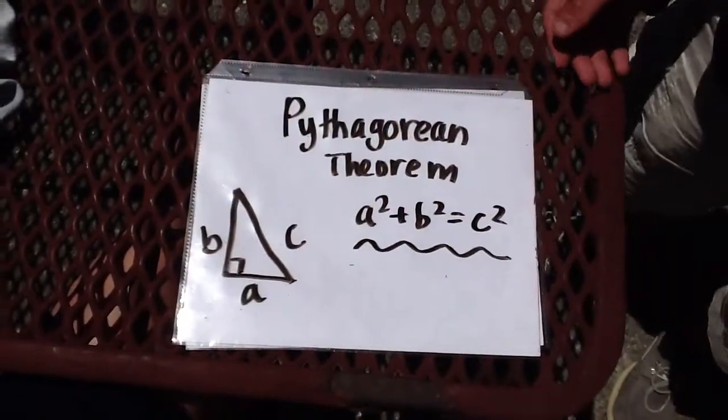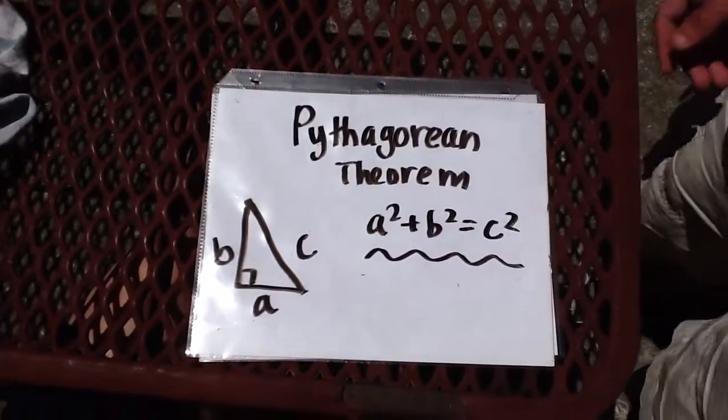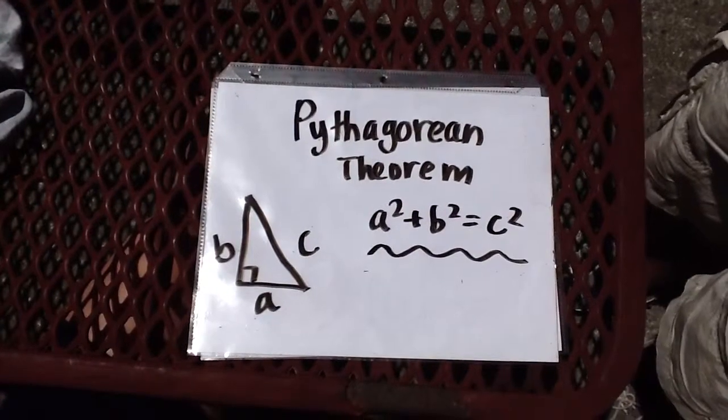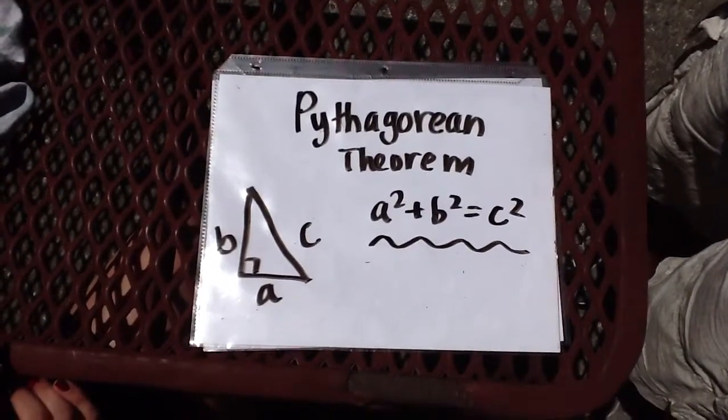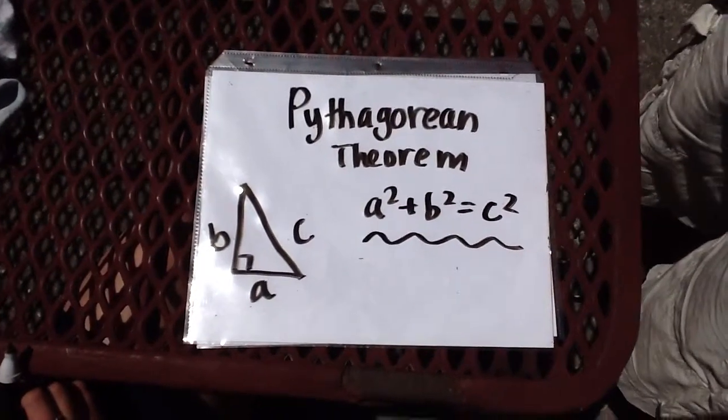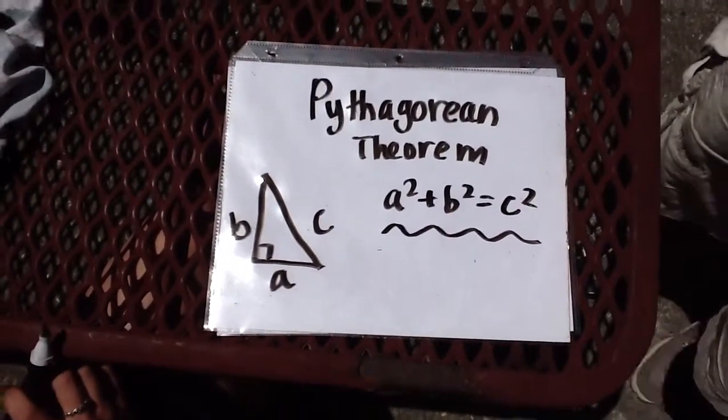Okay, so this is a right triangle. Right triangles are a special type of triangle that contain one right angle. They only contain one right angle because you can't have more than one angle of 90 degrees in a triangle, as those would automatically add up to greater than 180 degrees, which is impossible.